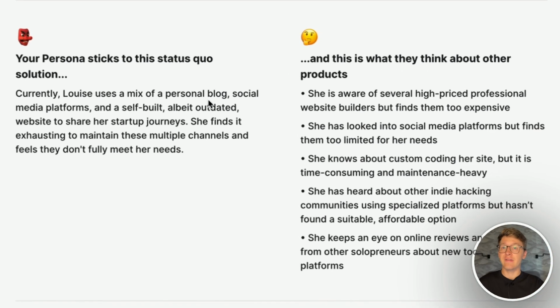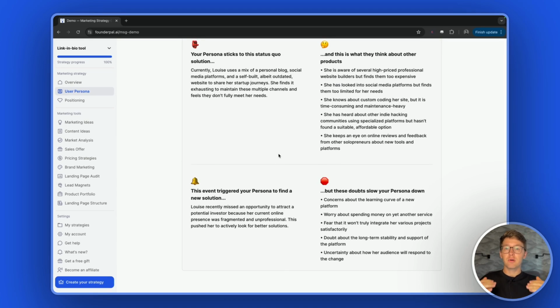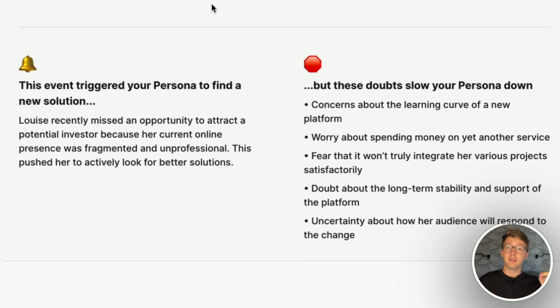Obviously, they already have a solution that they use to solve their problem, and they have some context about other products in the market. You need to understand this because this is how you will frame your marketing to stand out from the competition.